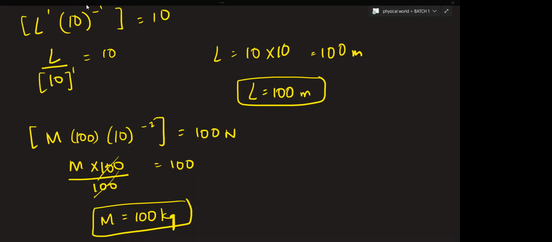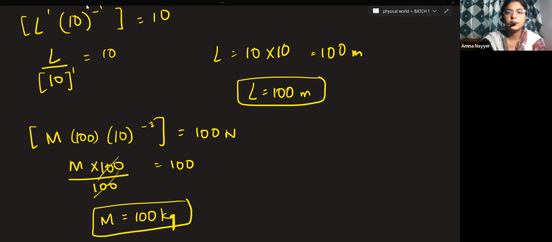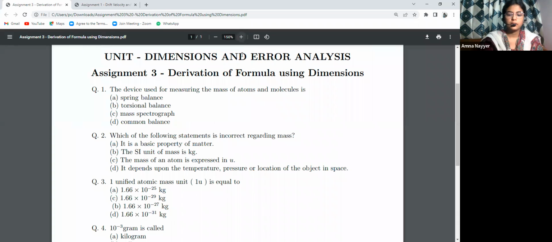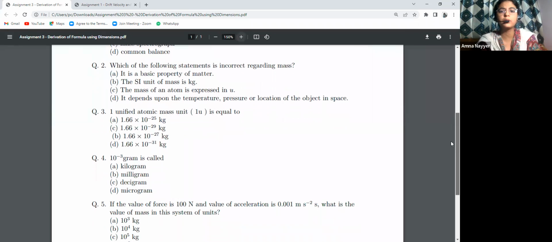Done? Yes, ma'am. Arnav, written? Yes, ma'am. All right. So let me discuss that assignment that was given to you. See, this was your assignment. Please try to do it. All the assignments, try to. So this I am discussing with you.